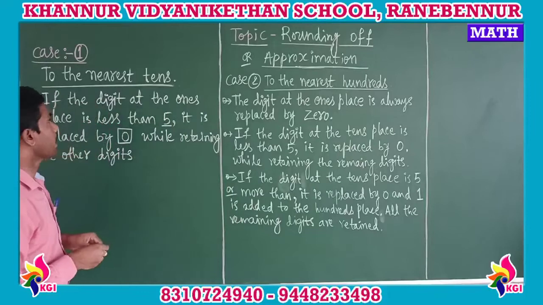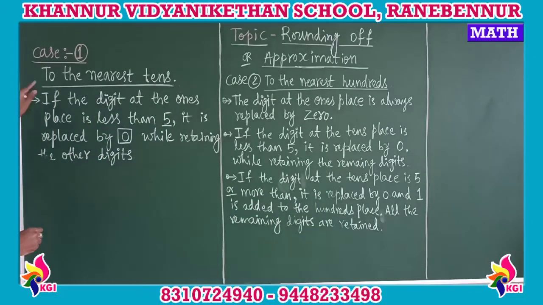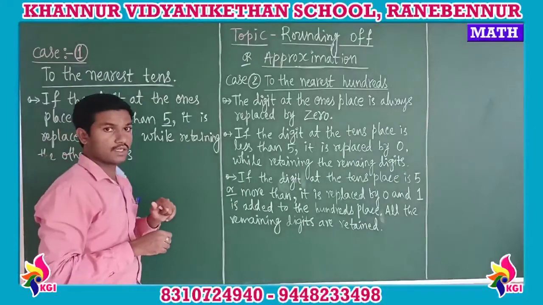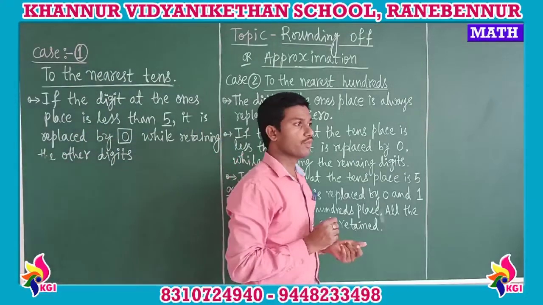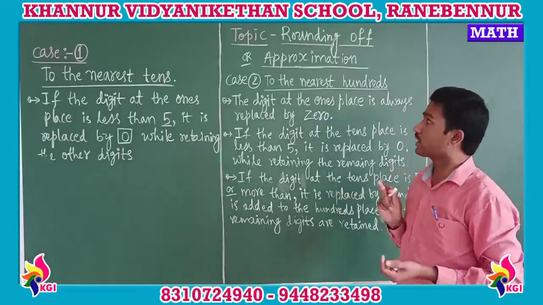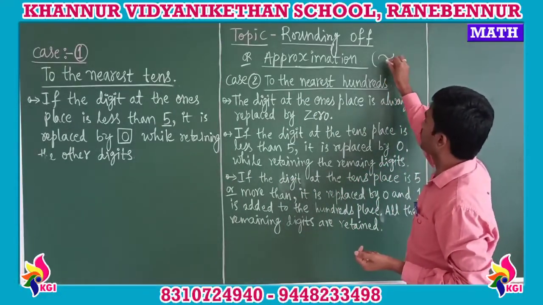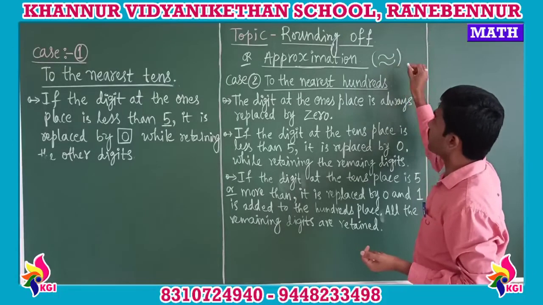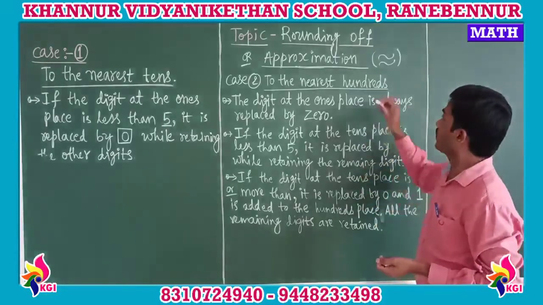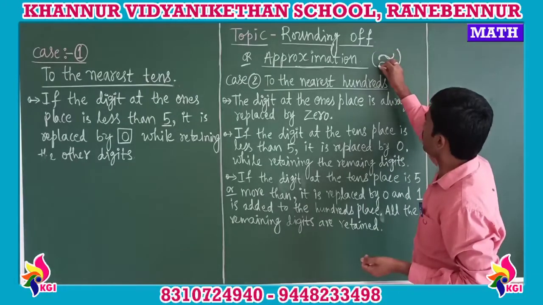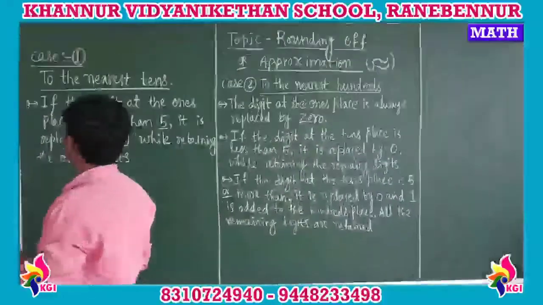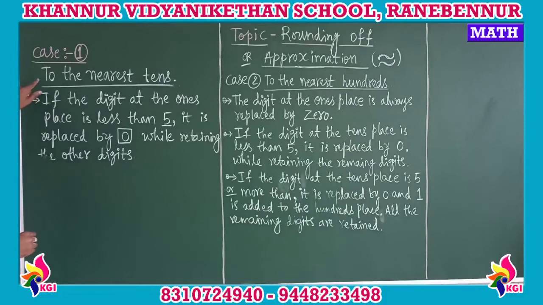Now one by one I will come to the first case, case number 1, rounding to the nearest tens. Before going to the first case, I want to tell the sign of approximation or rounding off. This is the approximation symbol. The first case is to the nearest tens. How to do it to the nearest tens?